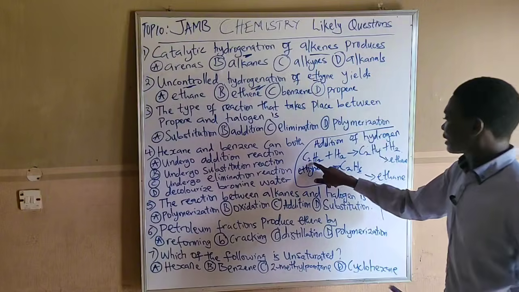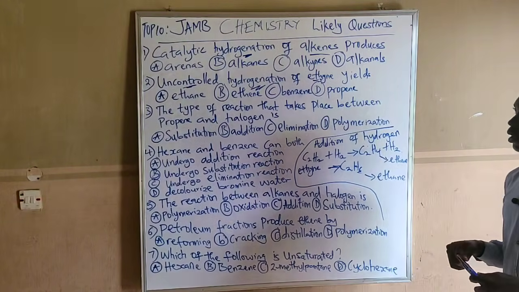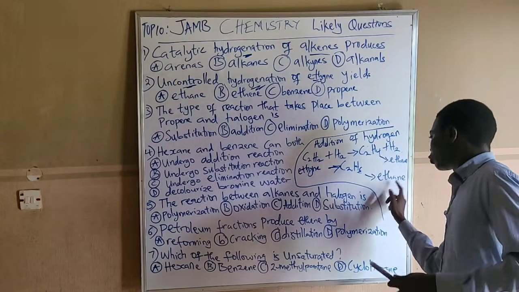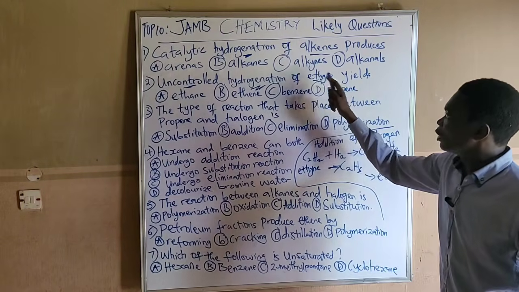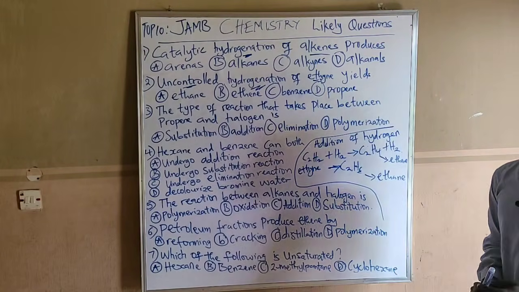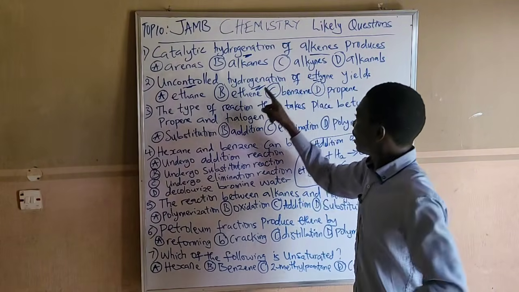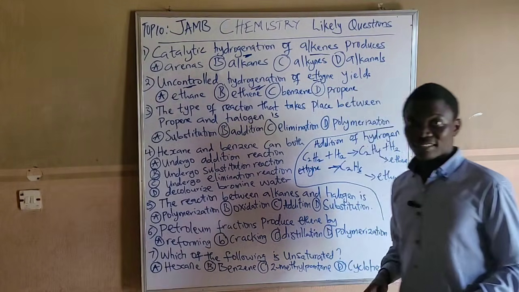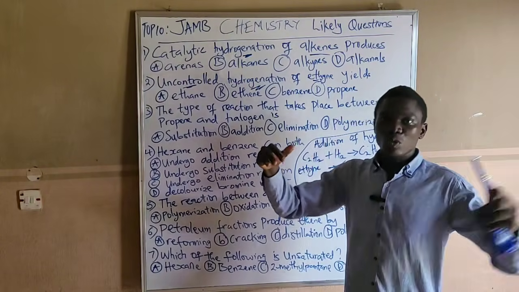Now, when you hydrogenate ethyne, what it's supposed to give us is ethene. But because we're told that it's uncontrollable, it keeps hydrogenating until it gets to ethane. So uncontrollable hydrogenation of ethyne will give you ethane, and the correct option there is option A. But if uncontrolled is not mentioned, and they ask you hydrogenation of ethyne, it will give you ethene. Please take note of that.